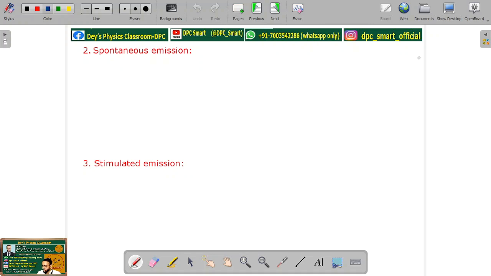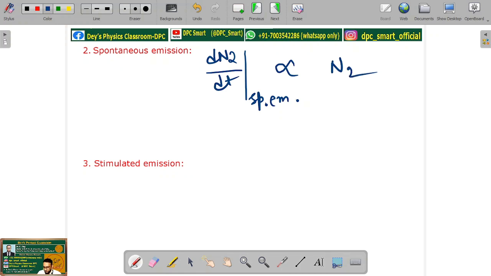After reaching level E2, two processes of emission will occur from E2. One is spontaneous emission and another is stimulated emission. In the case of spontaneous emission, the rate of change of population of N2, dN2 by dt spontaneous emission, would be independent of the energy density U omega. It would be just proportional to the population of E2, that is N2. If we remove the proportionality symbol, we can write dN2 by dt spontaneous emission equals minus A21 N2, where A21 is a proportionality constant.